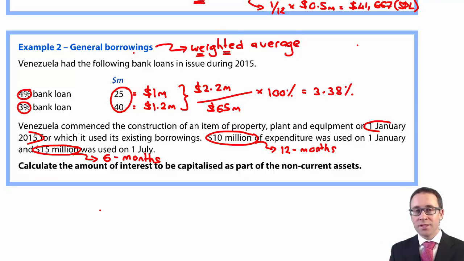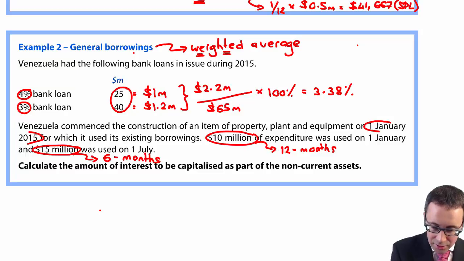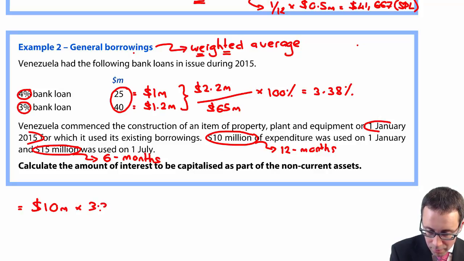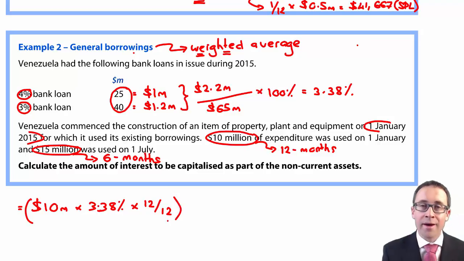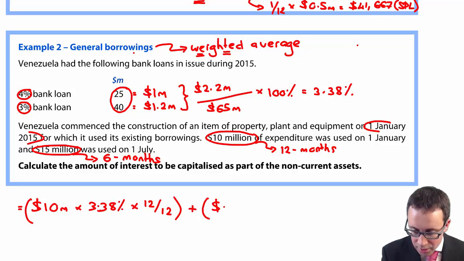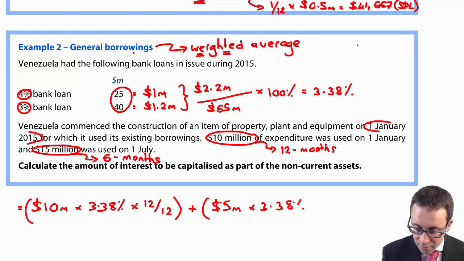However, this is a little bit more specific, isn't it? Because it wants the interest to be capitalized. So if that's the case, what we've got there is $10 million multiplied by 3.38% for a full year. You don't have to put in multiply by 12/12ths, but that's just me being particular. And then you need to give consideration to the 5 million multiplied by 3.38%. Sorry, not 5, careful. 15.